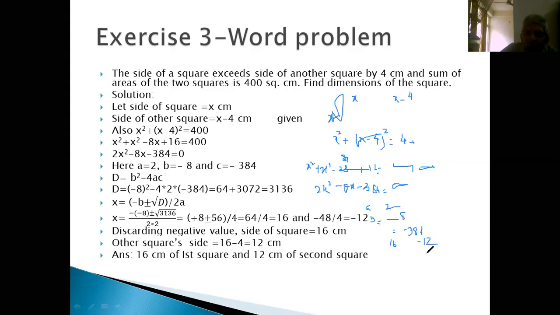Now I'll discard minus 12 because the side of a square cannot be negative. So I get this answer 16. The side of one square is 16, and the side of the other square is 4 centimeters less than that, so that becomes 12. You can cross check also. 16 square is 256 and 12 square is 144. So when you add these two, you get 400, which is what was given. So this way we have solved this equation also.